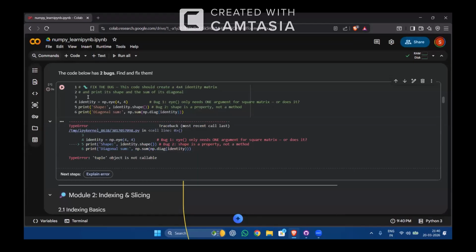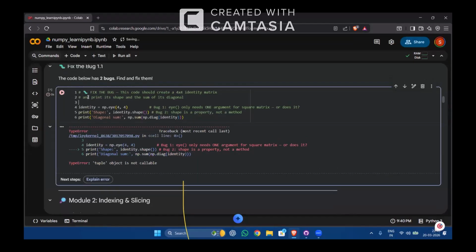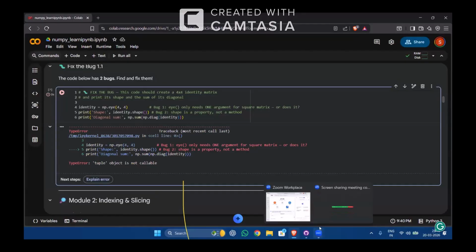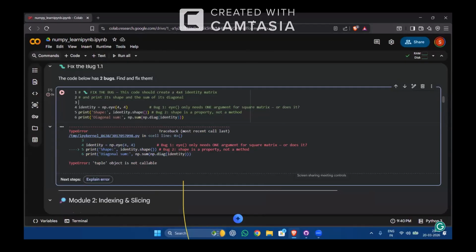Can anyone tell what is the fix we have to do? We just need four, right? Just one 4, because an identity matrix is always square. So there is no need of specifying both rows and columns. You only need to specify the number of rows or the number of columns. So only 4 is enough.